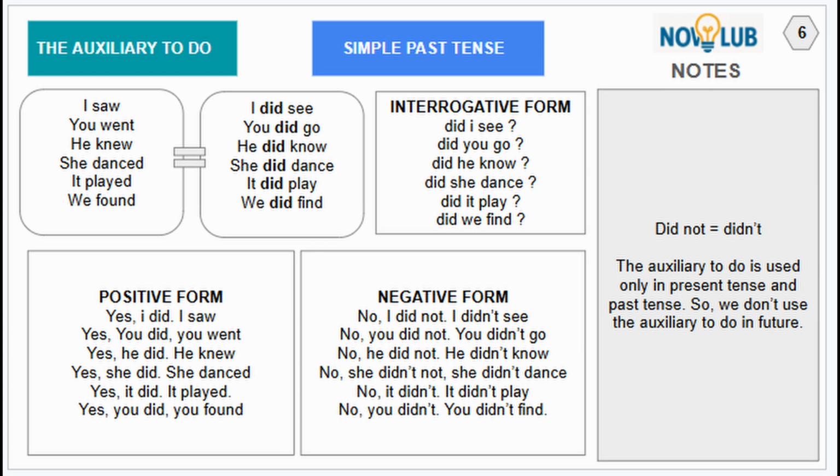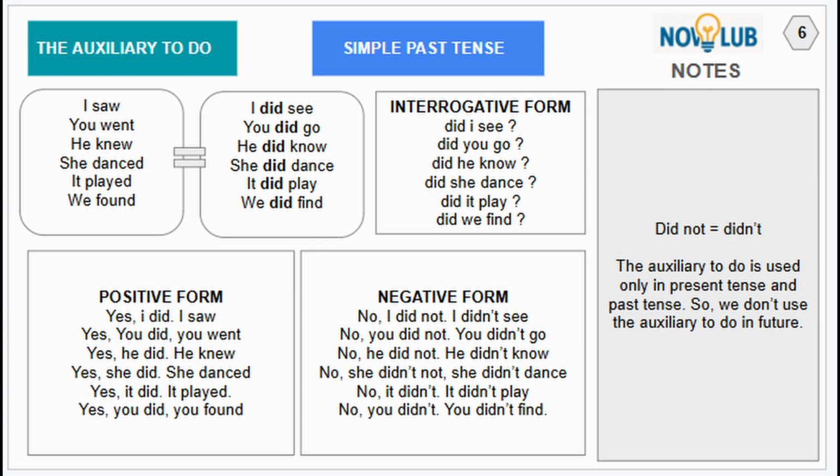So now we do the same as we did previously. This is form A: I saw, you went, he knew, and so on. And this is form B: I did see, you did go, and so on. So I saw is the same as I did see. What we change here is that we take the past tense of the auxiliary to do, we put it here, and then the verb returns to the present. You cannot say I did saw, no, but you say I did see.